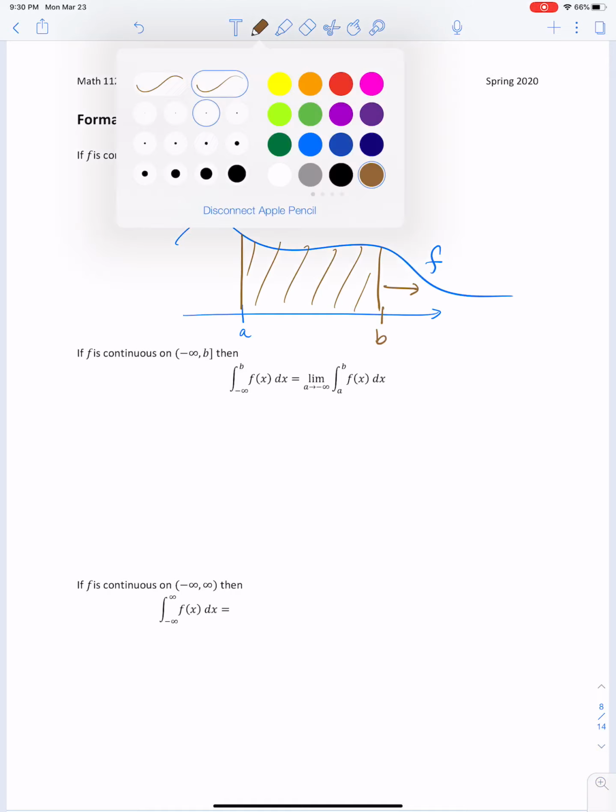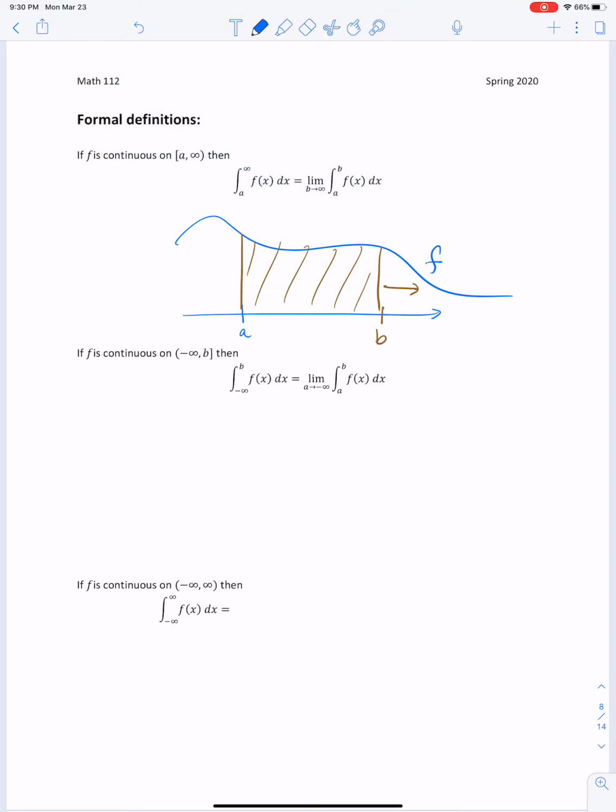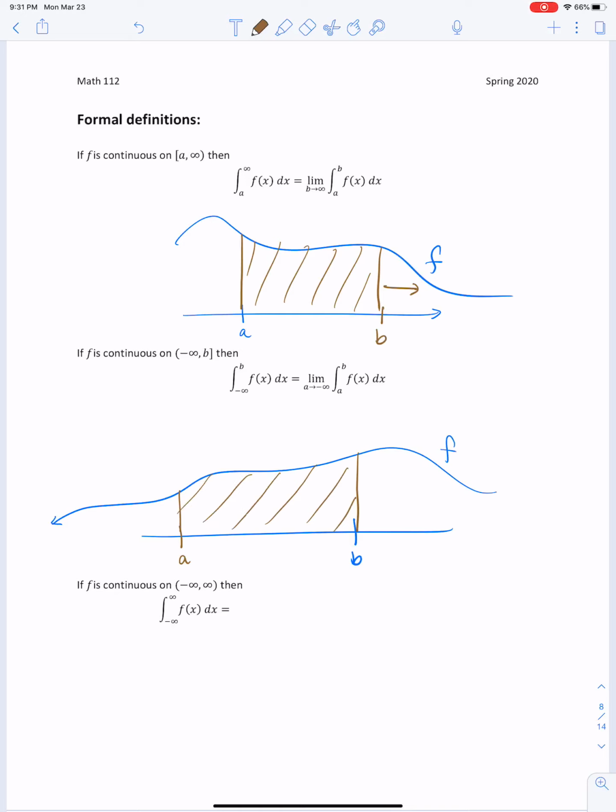In the next case, the lower limit of integration is minus infinity, so we're going from minus infinity to b. For a case like this, we fix some a that's less than b, compute the area between a and b, and then let a go to minus infinity.